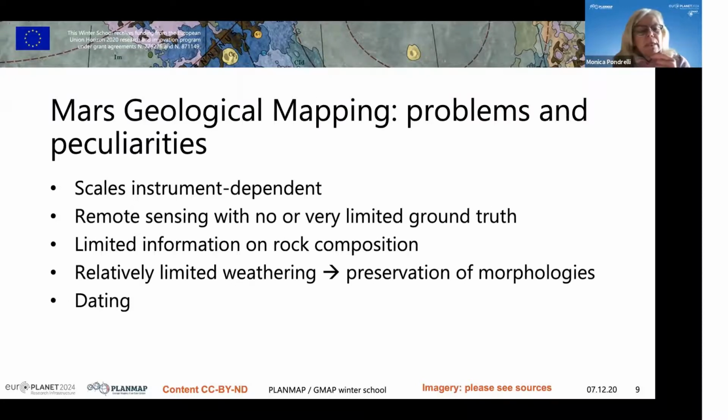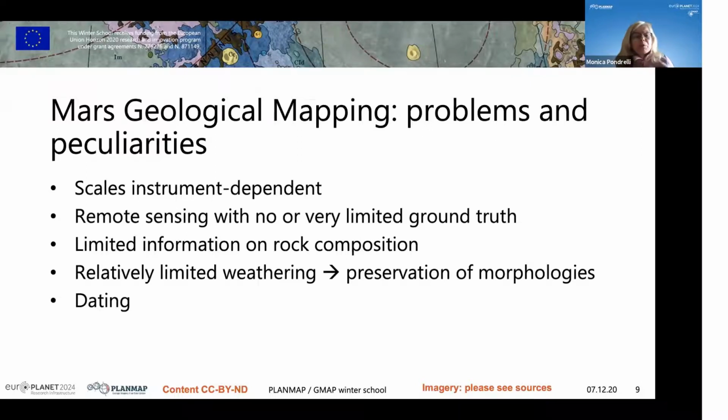Then we have remote sensing methods, of course, with no or very limited ground truth. We have very few rovers on the ground so far, so the ground truth is very limited. Such is the limited information that we have on rock composition.